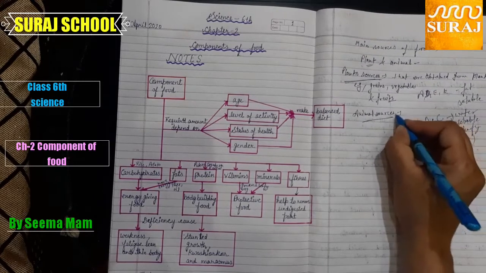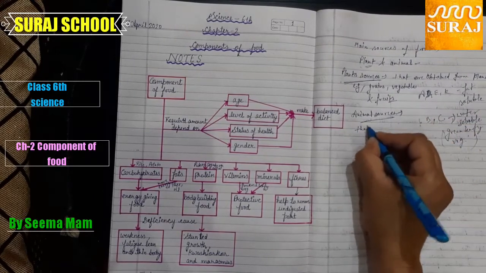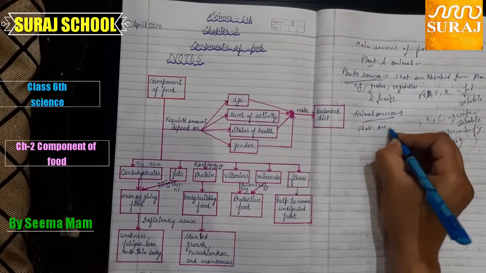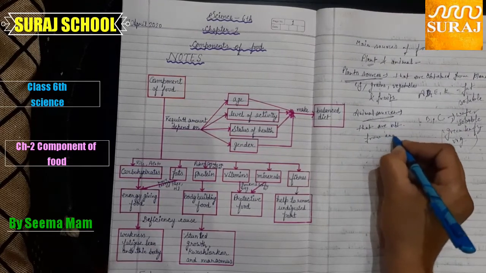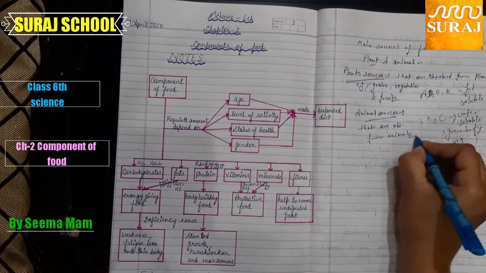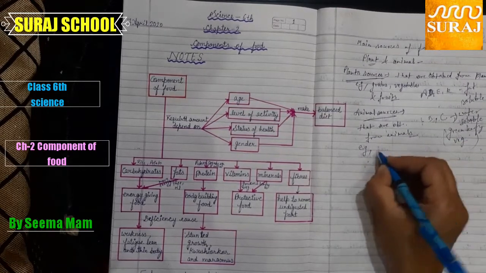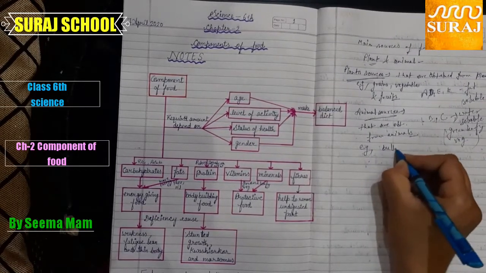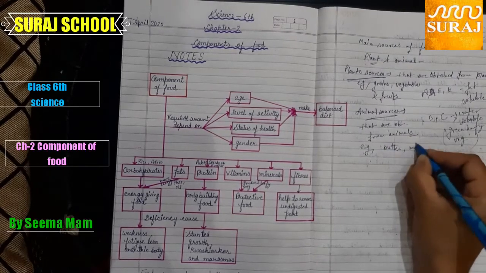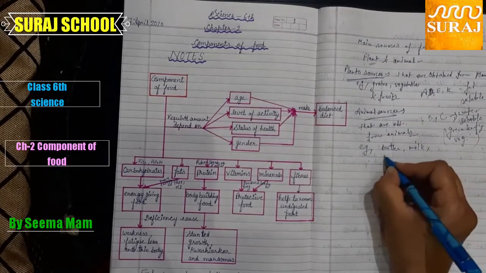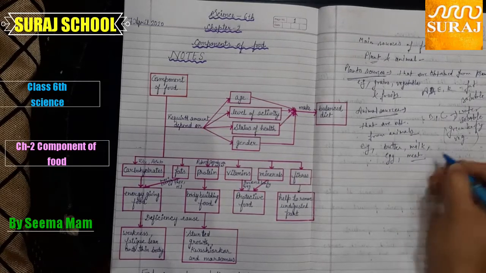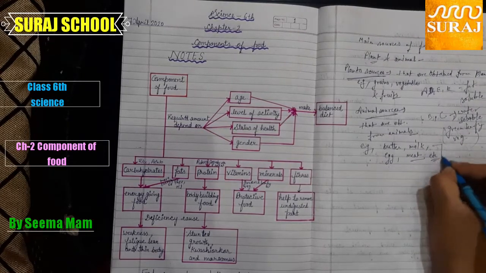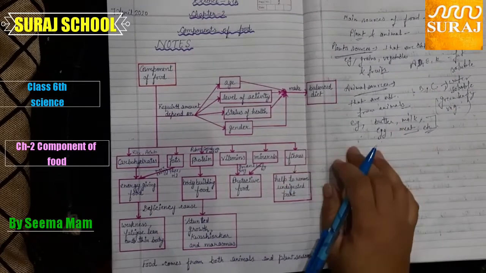And animal sources. Animal sources are those sources that are obtained from animals. For example, butter, milk, egg, meat, etc. These are animal sources.